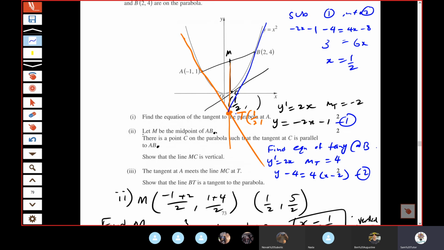Since they meet at the common point T, which we know is x at a half, you've got a line BT, which is a tangent to the parabola. I was trying to avoid that, but I couldn't see anything else. I didn't want to use the fact that it's a tangent. Does that make sense? So then show that it's a tangent, but you just can't do it any other way.